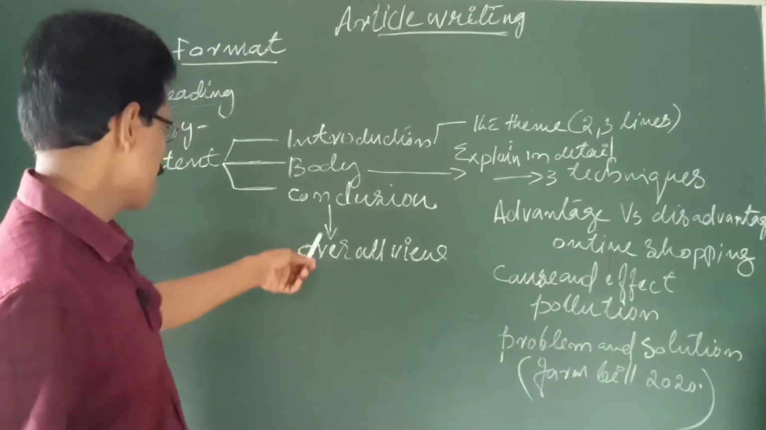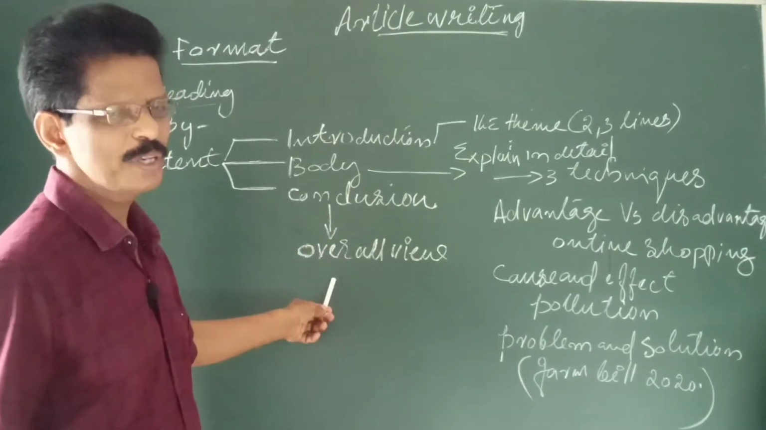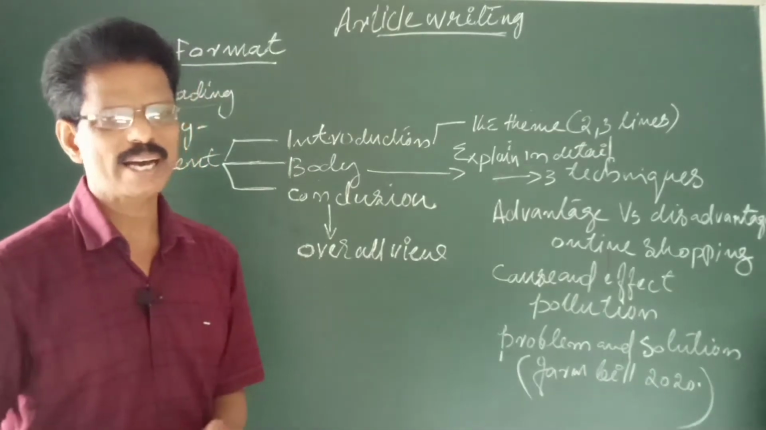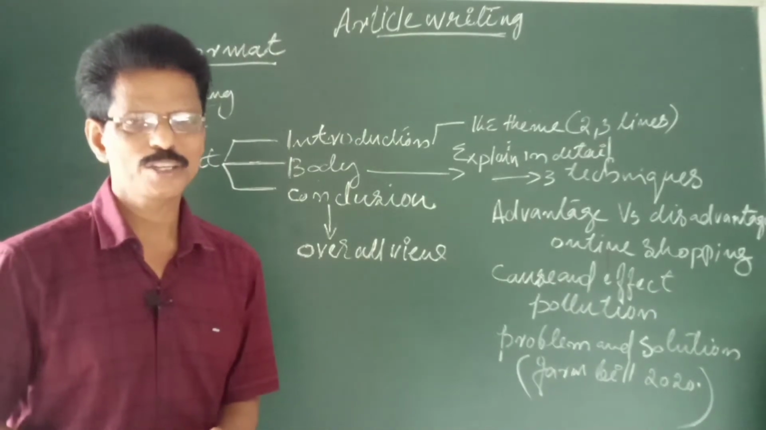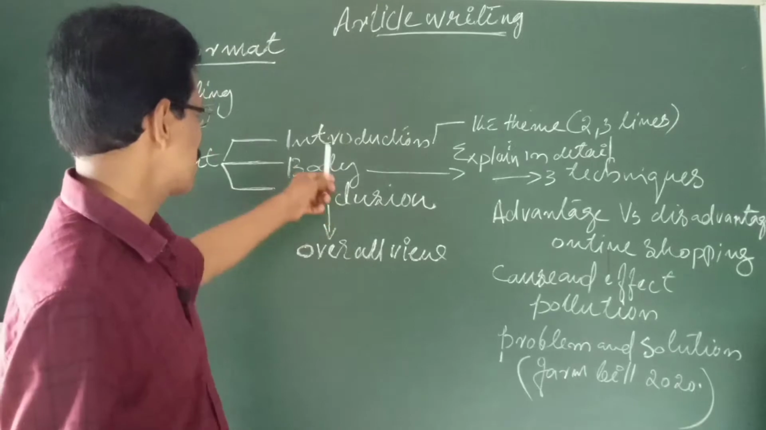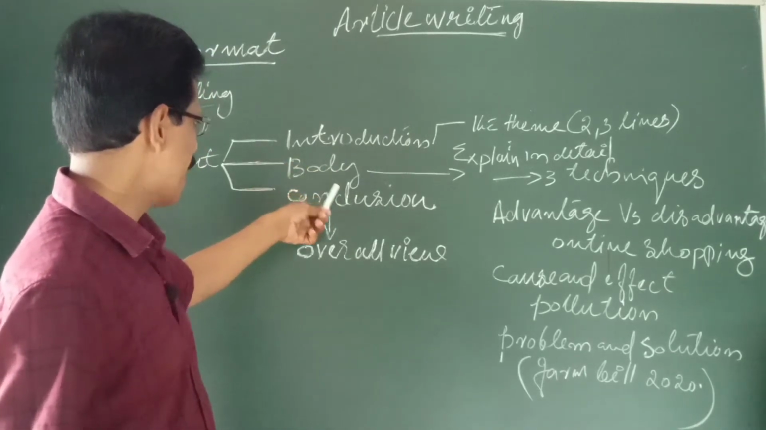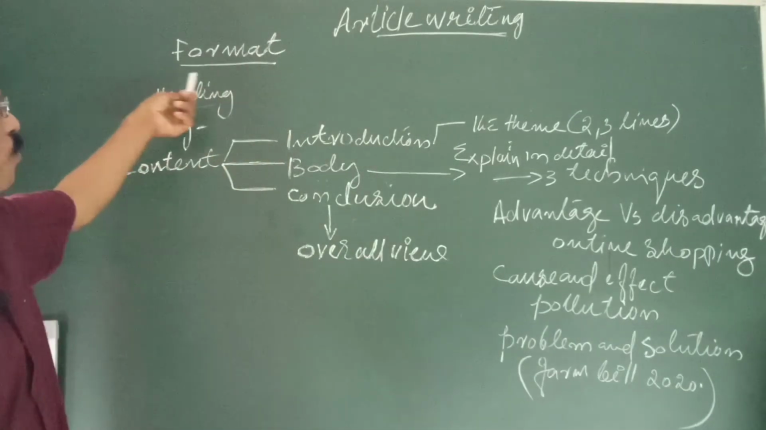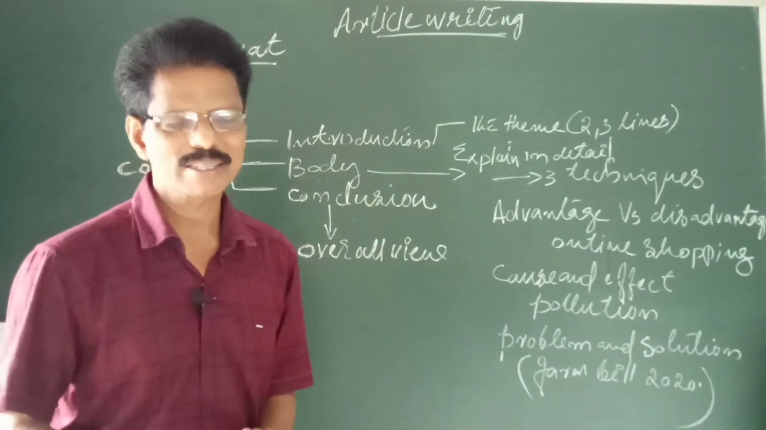Then comes a conclusion. Means overall view. Summarizing that and coming to a conclusion. So there are 3 parts: introduction, body, and conclusion. This is the format of writing an article.